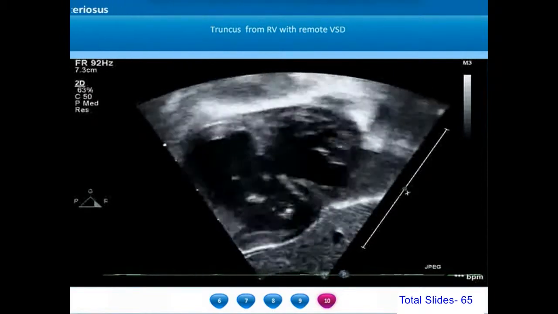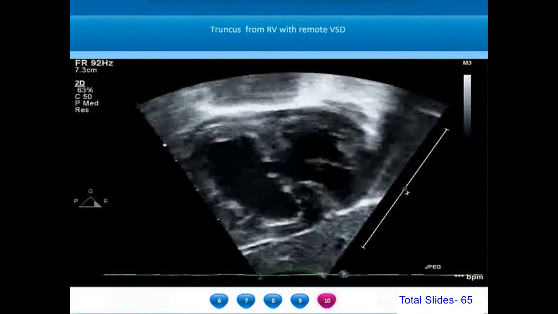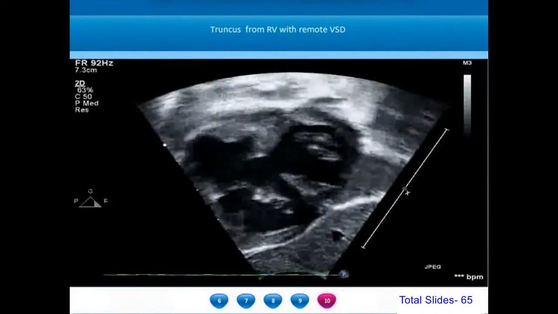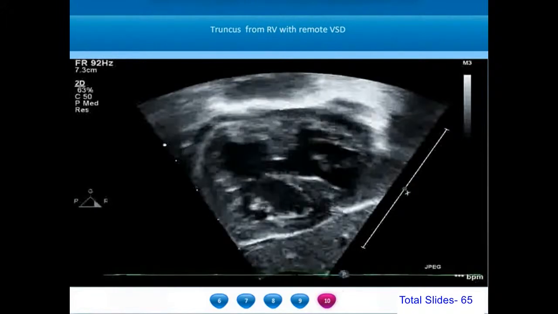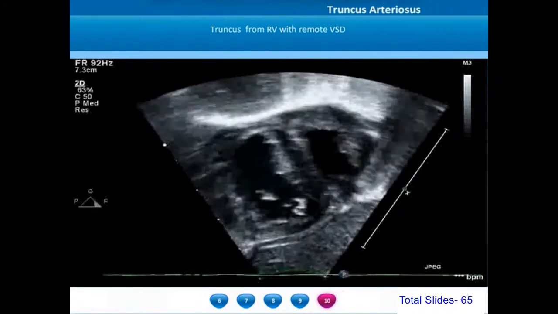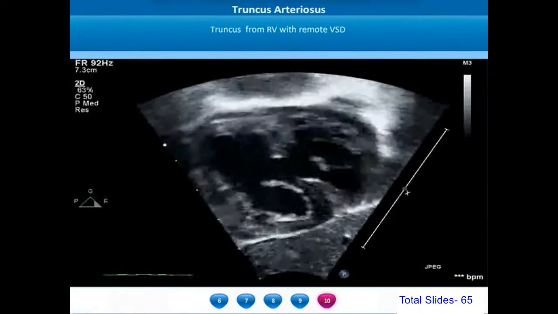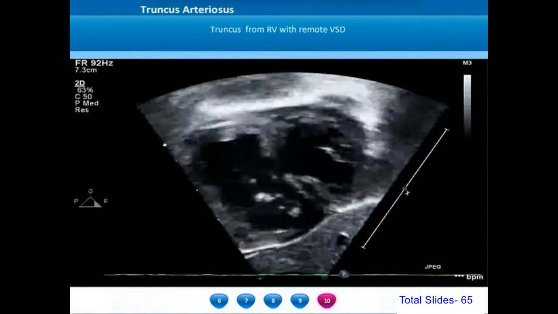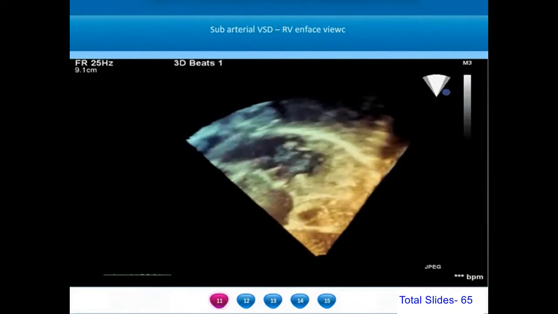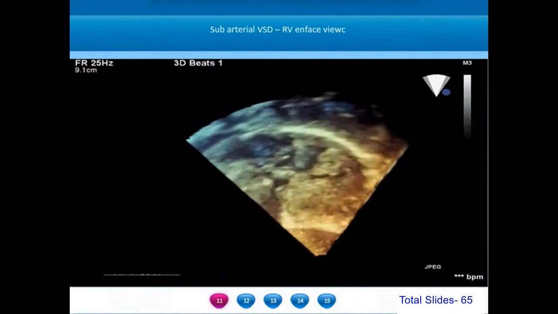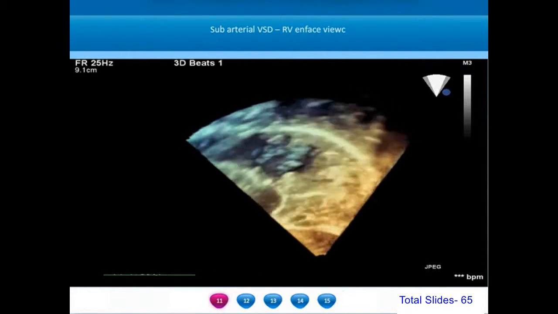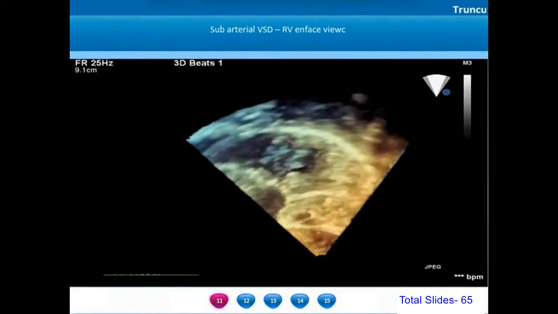In the same subxiphoid view, when we make a further sweep towards the apex of the heart, we can notice the ventricular septal defect which is located in mid-muscular location, and the ventricular septal defect is far away from the truncal root. Whenever the ventricular septal defect is located in the subarterial location, it is cradled between the two upper limbs of the septal band.